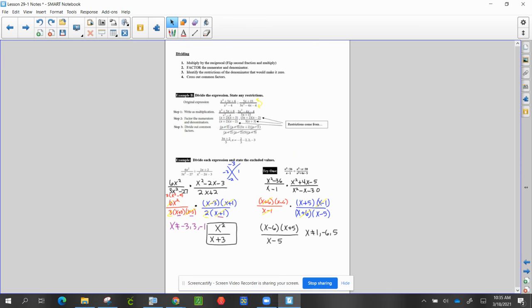Okay, so again, multiplying and dividing, it's all just factoring and canceling out common factors. You just have more expressions now. The only thing that's different with dividing is you have to keep, flip, multiply. So just make sure you always multiply by the reciprocal.